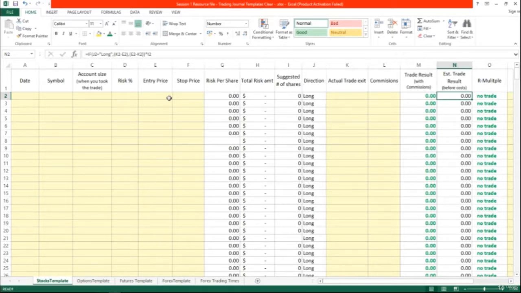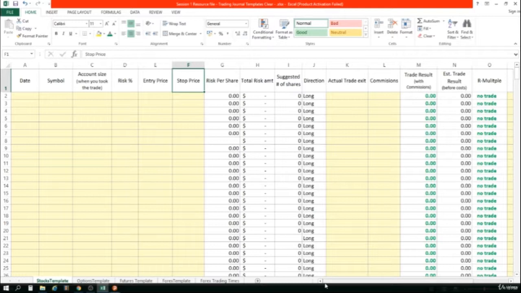What you have to do is just enter the date, the symbol, the ticker, what stock you bought, and the account size, which is your total equity, the total cash capital of your trading account. And this is risk, the percentage of risk, how much you are willing to risk in one particular trade. Usually we are seeking 1% risk management in every trade that we take. This is our entry price and this is our stop price.